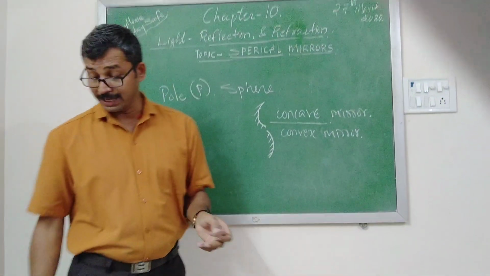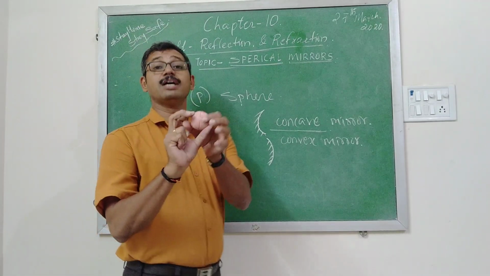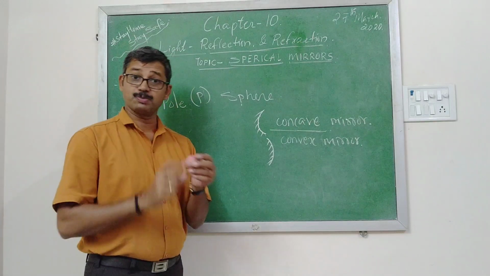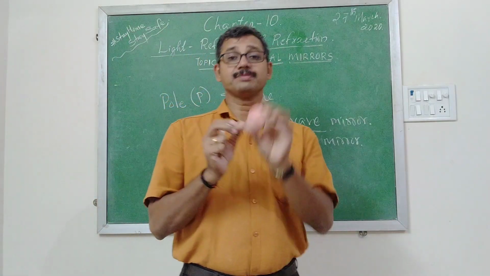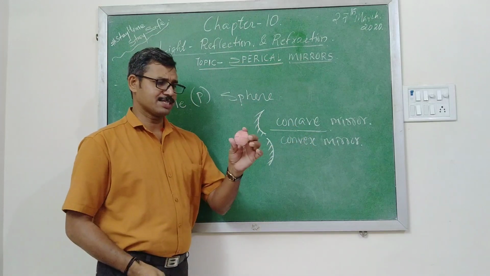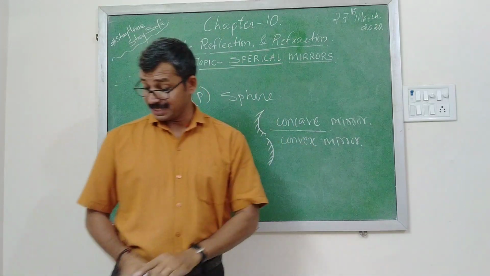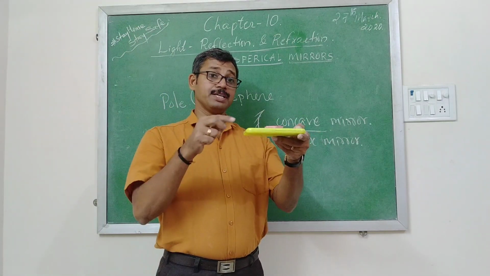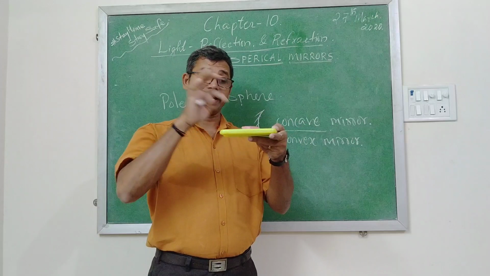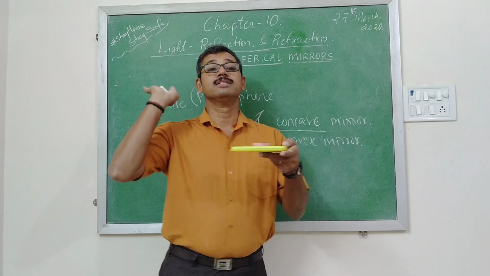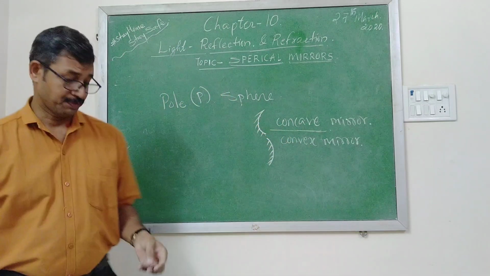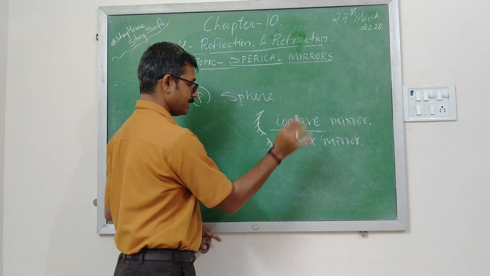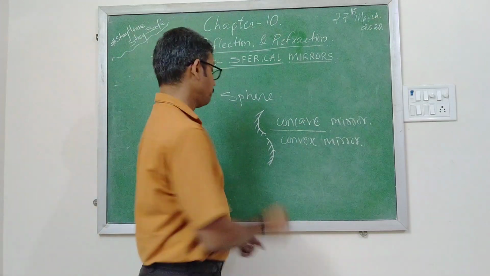So we can say the pole is the center of the spherical mirror. Understand what is the pole? Pole is the center of the mirror. Now how will we get the center? You place the mirror on a plane surface, and the point at which the plane is in contact with the mirror, that is the pole. So here it is the pole, P.